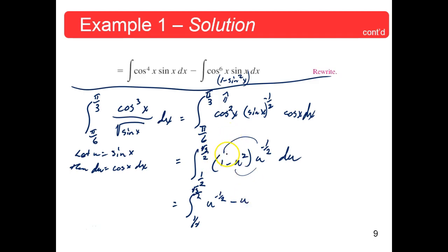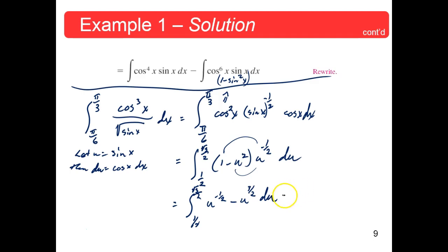U to the... Okay, how many halves is 2? 4 halves? Okay. Minus 1/2 is? 3 halves. Okay. du. Now, can you do this integration at once, or do I need to split it into 2 pieces?